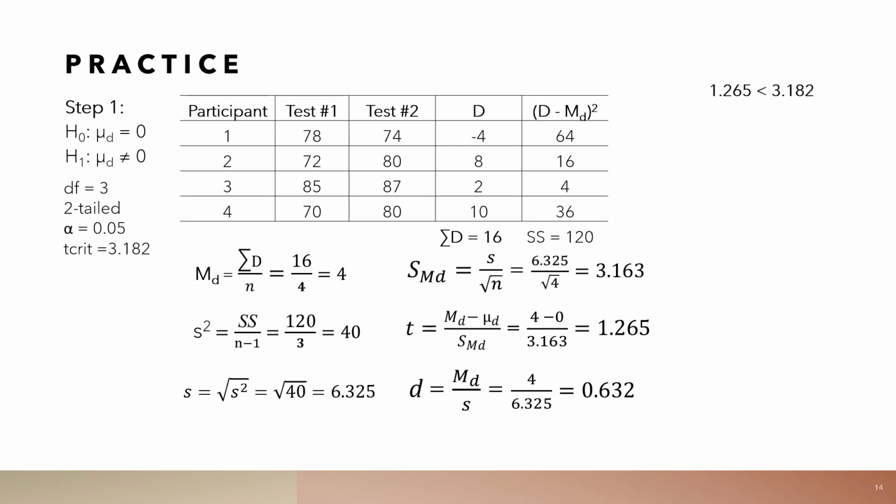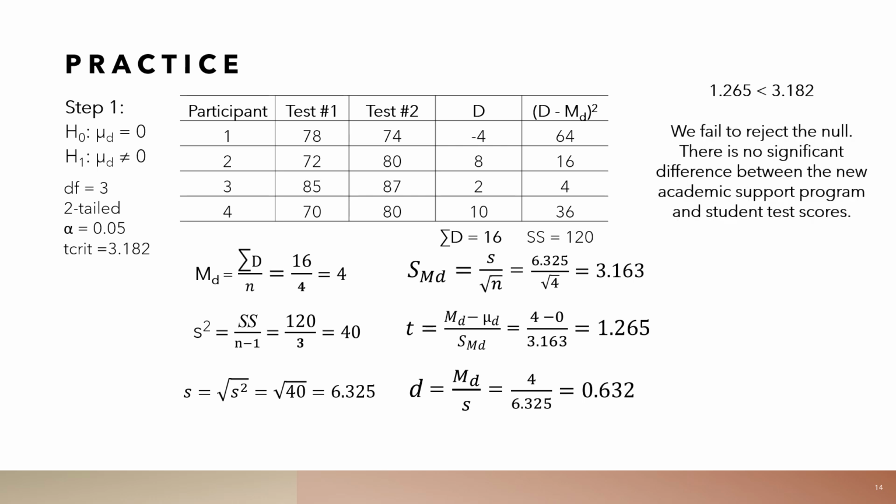So what does this outcome mean? Well, 1.265 is less than 3.182. So we do fail to reject the null. There is no significant difference between the new academic support program and student test scores.